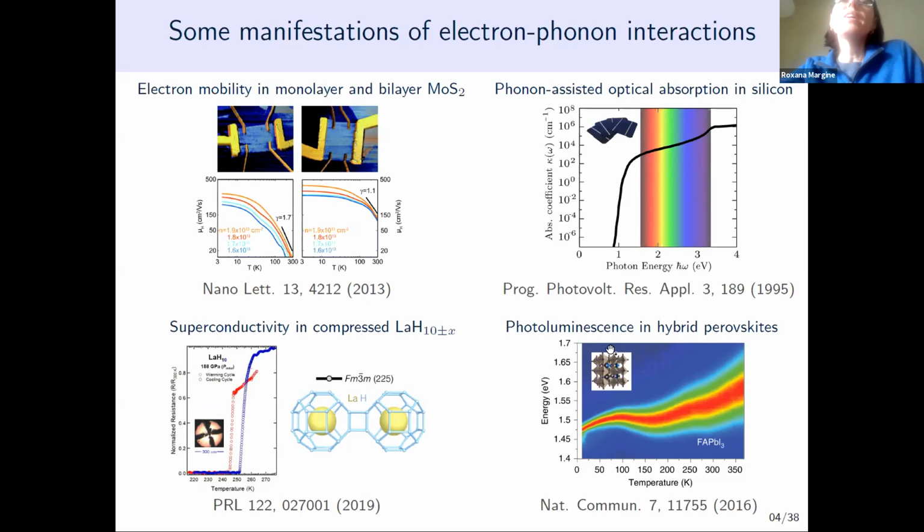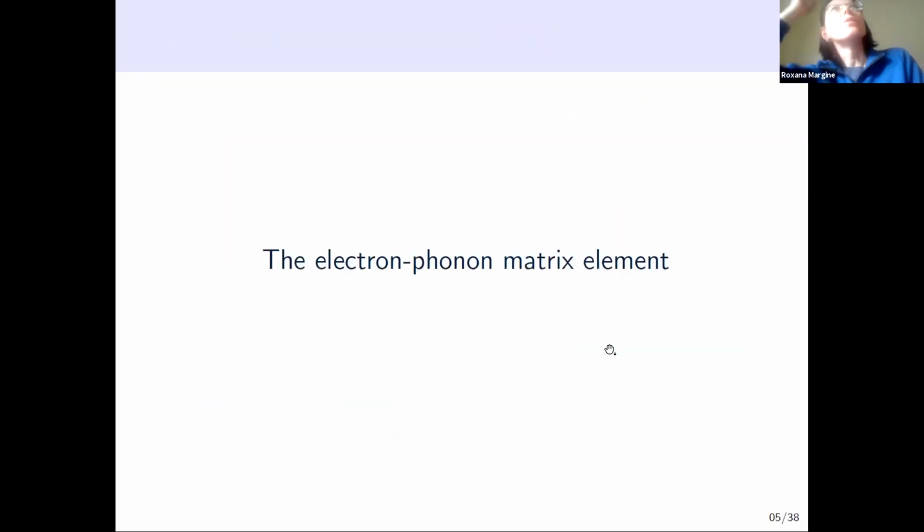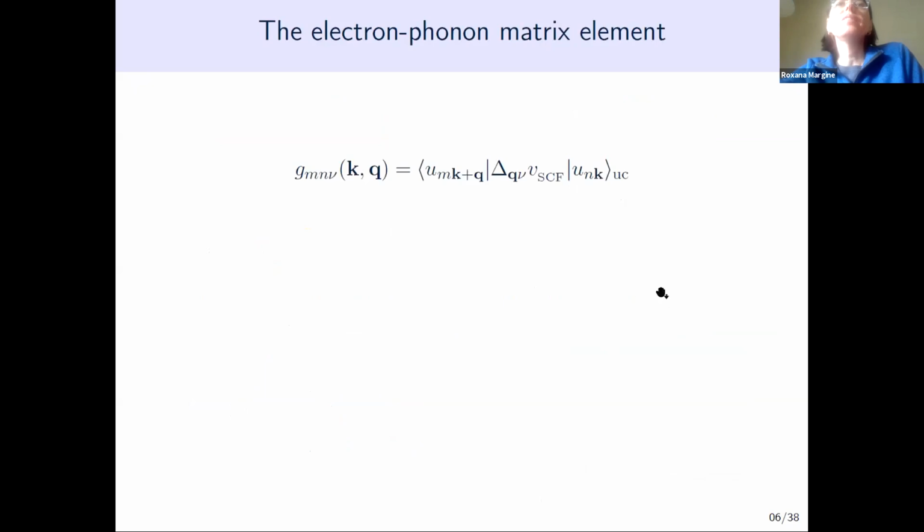Since today we are going to look at some material properties defined by the electron-phonon interactions in our tutorials, I will first want to tell you a bit how the electron-phonon matrix elements look, and how we can accurately calculate them with the EPW code. And here, this is the standard expression of the electron-phonon matrix elements in DFT.